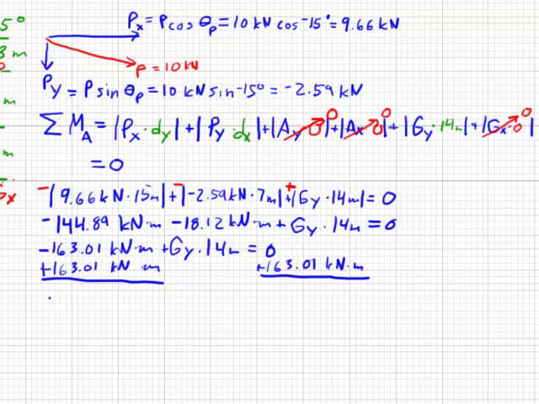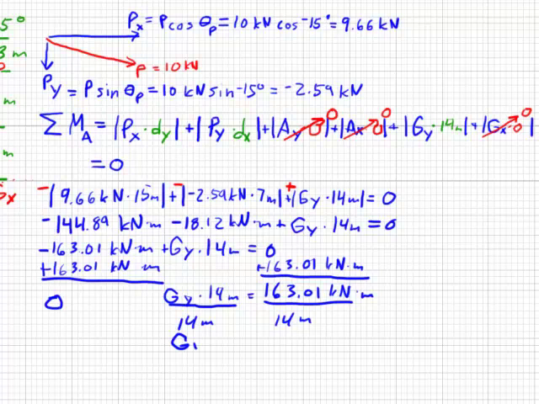And we have 0 Gy times 14 meters equals 163.01 kilonewton meters. And if I divide both sides by 14 meters, I end up with my value for Gy. Gy is 11.64 kilonewtons.